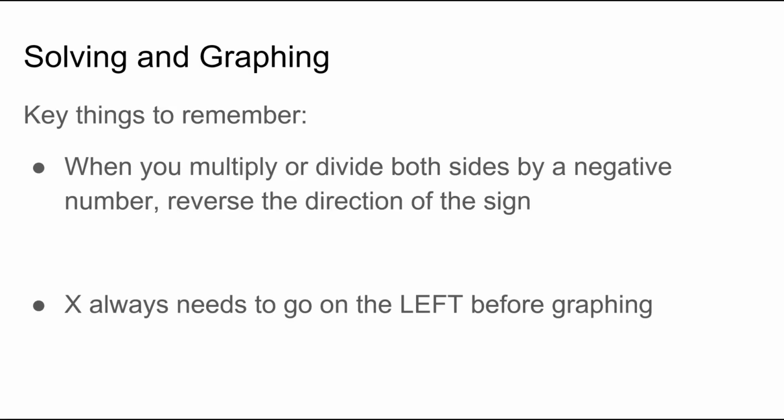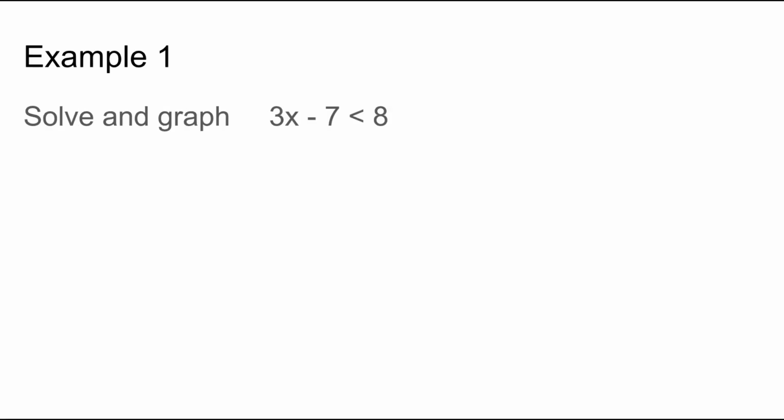So, key things to remember when we're solving. When you multiply or divide both sides by a negative number, you reverse the direction of the sign. So if it was a less than, it becomes a greater than. X always needs to go on the left before graphing. Again, X always needs to go first or on the left before graphing. All right, we're going to do two examples and then you'll try.